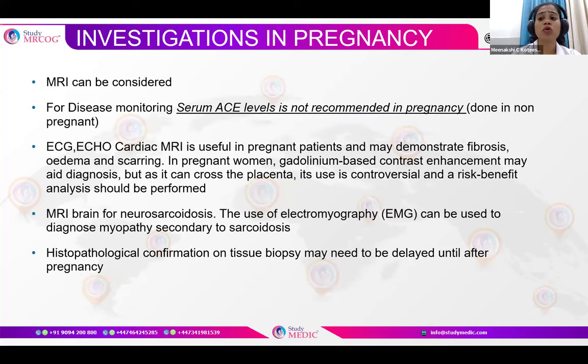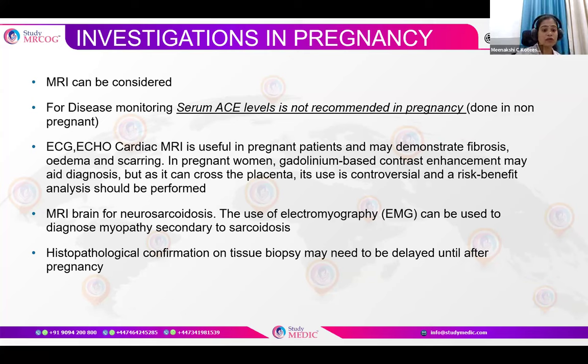So we can also go for MRI. Normally in non-pregnant patients, they take serum ACE levels, which is done for monitoring of the disease, but we do not do it in pregnancy. And in terms of cardiac sarcoidosis, we can go for ECG or echocardiography, and even cardiac MRI can be taken. But in pregnancy, the gadolinium contrast might cross the placenta. So therefore, you need to see whether it is currently required or not. And based on that, we can go about the investigations.